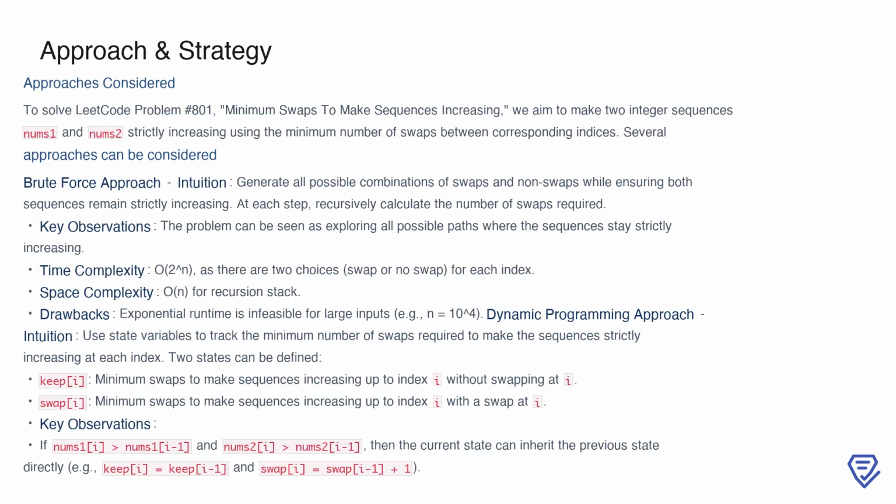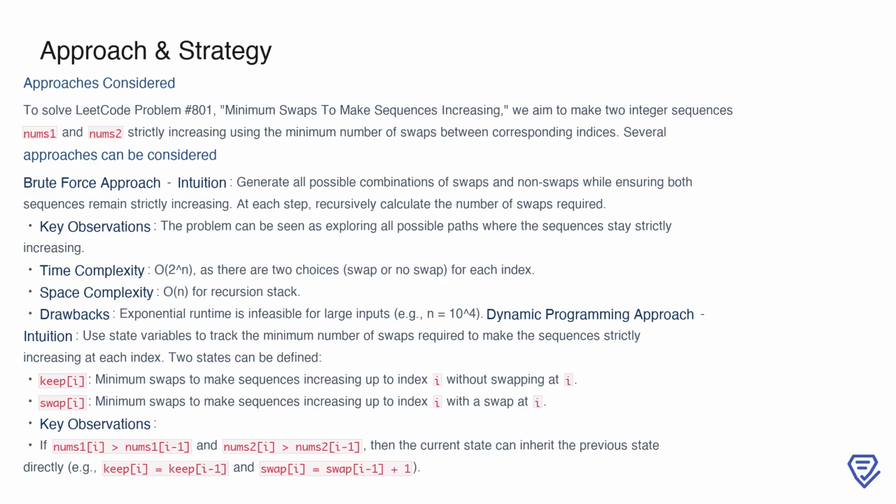To tackle the problem of making two sequences strictly increasing with the minimum number of swaps, we can consider a few approaches. First, the brute force approach involves generating all possible combinations of swaps and non-swaps at each index, while ensuring the sequences remain strictly increasing. This approach essentially explores every possible path and calculates the total swaps required for each. However, the key limitation here is its exponential time complexity of O(2^n), since for every index, there are two choices, to swap or not to swap. While this approach is conceptually straightforward, it quickly becomes computationally infeasible for larger input sizes, such as when n equals 10,000.